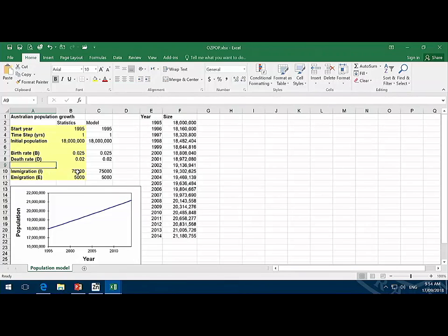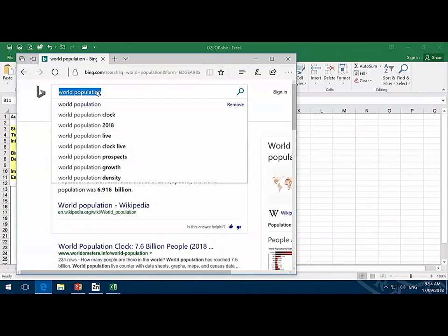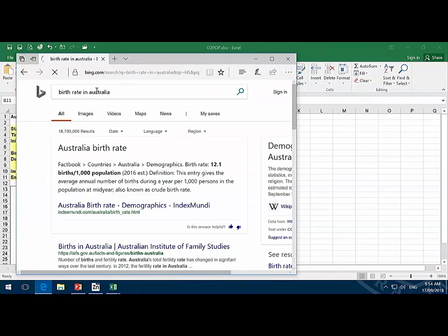So what happens, so this is an experiment many parts of Australian politics would like to do. Let's change the immigration rate to 0. All right? So what changes to our population? So it reduces. Let's have a look at birth rate in Australia. Okay, so it says that nowadays the birth rate is 12.1 births per 1,000 population.